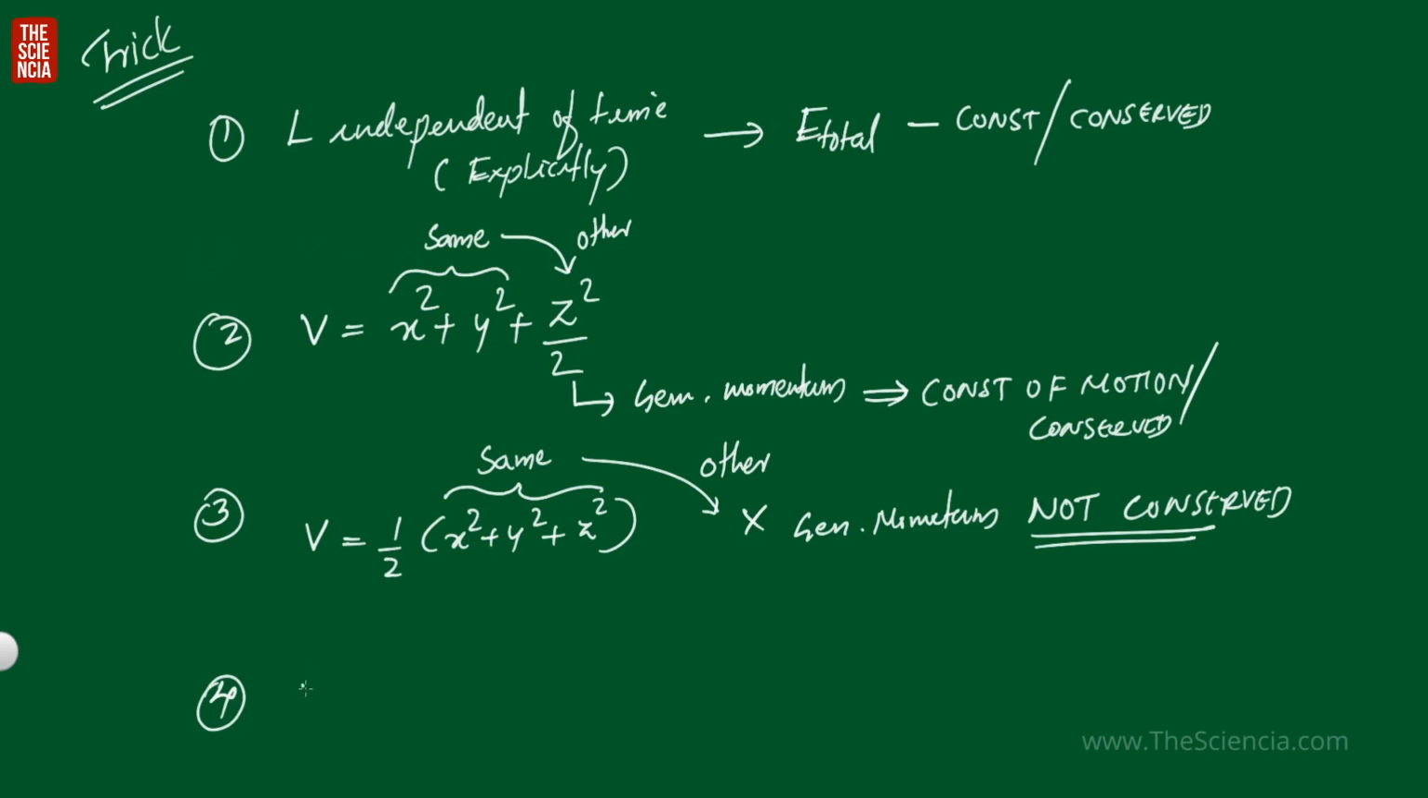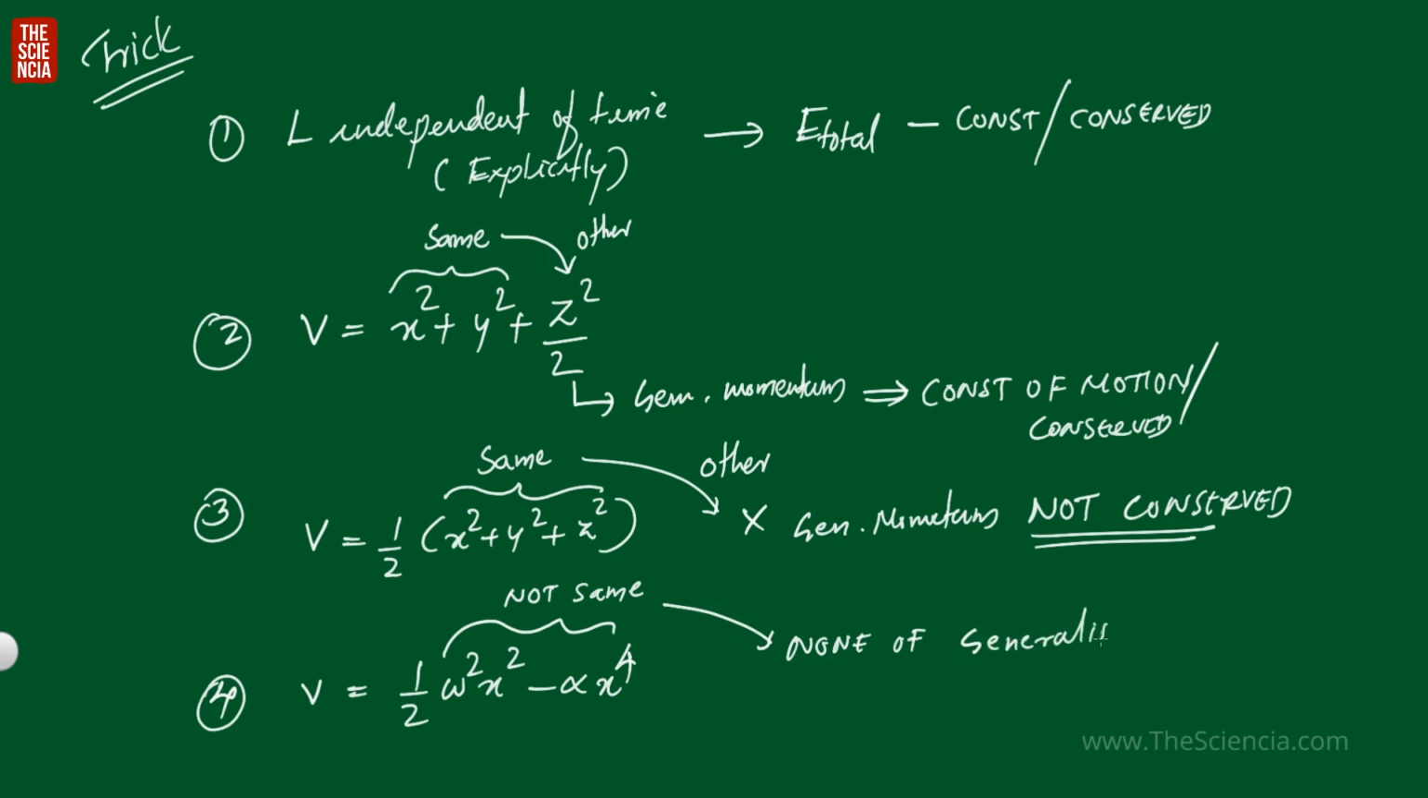Fourth one: if the potential V is equal to 1/2 ω²x² minus αx⁴. Here nothing is the same. Then none of the generalized momentum is constant of motion or conserved. So if you know these examples, then you can easily solve the problem.